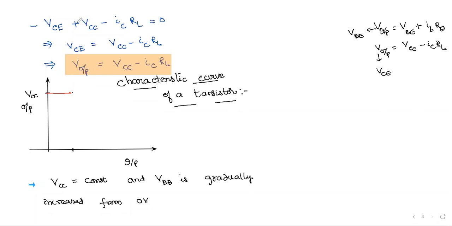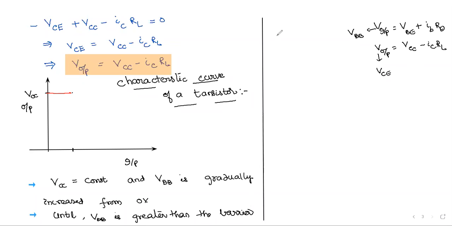Right. Okay. And here, what he says, 0 volts. Better I write the next point here: until VBB is greater than the barrier voltage. Okay, these are understood now. Fine.